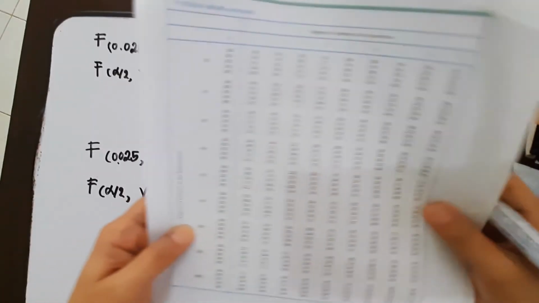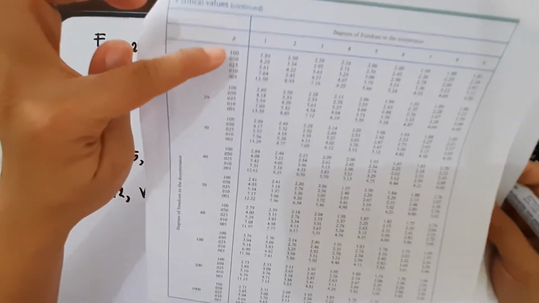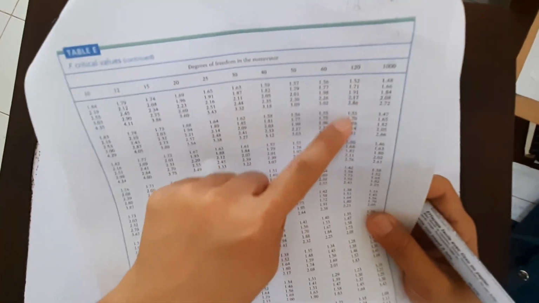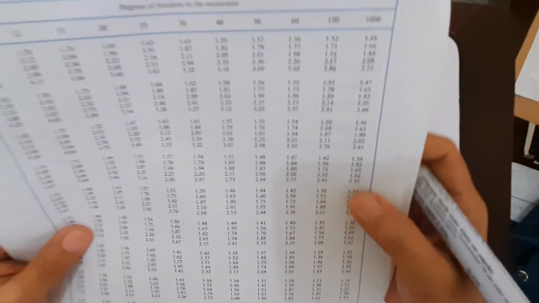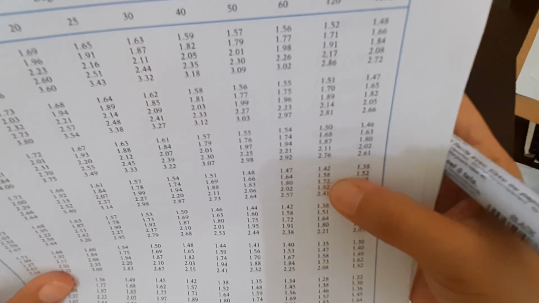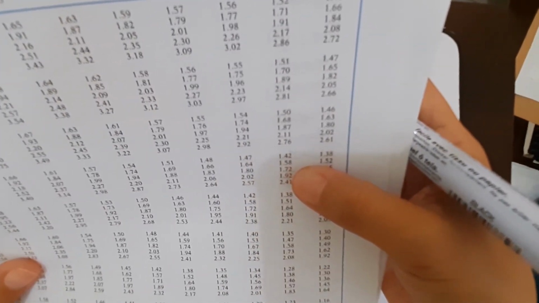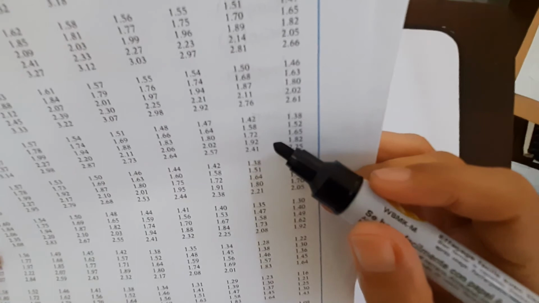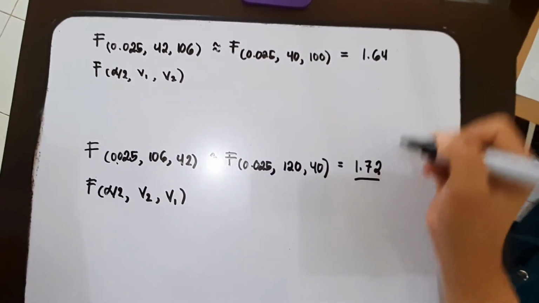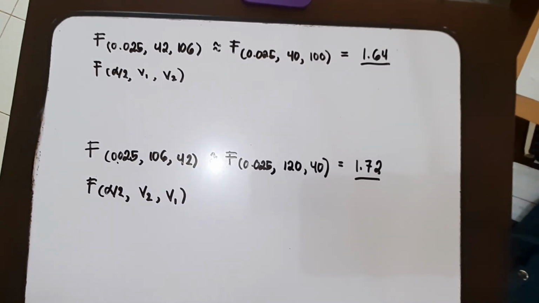And so we look for the cross section of 120 as numerator and 40, which is 1, 2, 3, 4. So we have 120, 1, 2, 3, 4. And somewhere in the middle is 0.025 as alpha over 2. So we have a value of 1.72. So we now have our critical values.